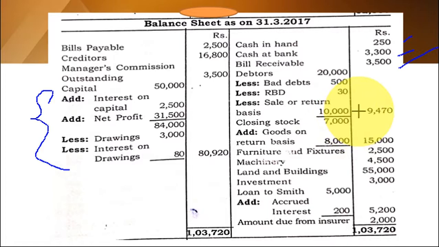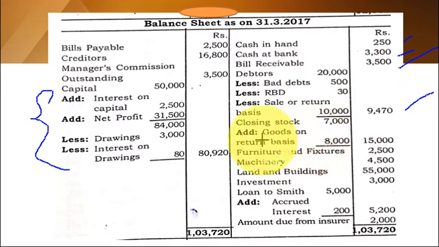So what did we do? We have added back the 10,000 worth of goods to our stock itself. So their name in the debtors book should be struck off. What will happen here? From debtors we have to deduct the sale or return basis 10,000. So 10,000 appears twice, here and in the trading account. So 9,470. Closing stock 7,000.